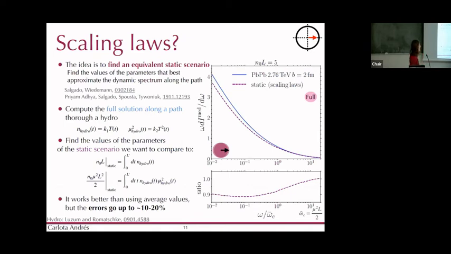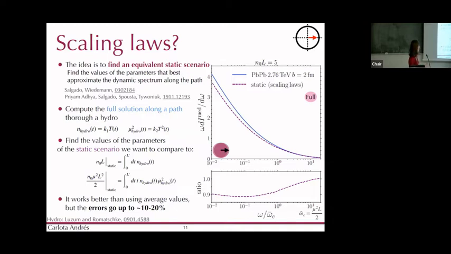So many years ago, people decided, okay, we have to find something better than this in the context of the harmonic oscillator. And they developed this idea that we call scaling laws, which is the idea to find matching relations between what we want to compute, the full spectrum, and a static equivalent. So the idea is to find the values of the parameters that best approximate our dynamic spectrum, and use these scaling laws to pre-tabulate the static scenario, instead of the dynamic one that we cannot do.